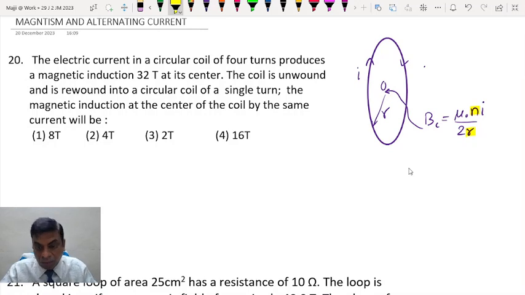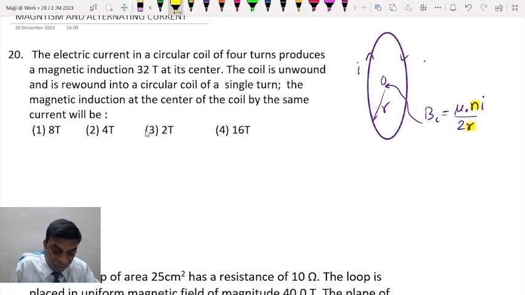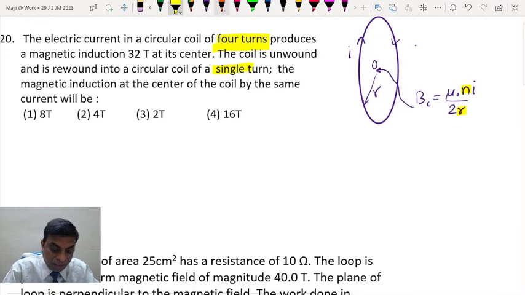When you unwind it and again rewind it, the number of turns will change, but accordingly the radius will also change. Suppose the number of turns increases, then the radius will automatically decrease, because after all the overall length of the wire will remain the same. Similarly, if you decrease the number of turns, the radius will increase. So since we have been informed regarding the initial and final number of turns, let us completely eliminate R and express the expression in terms of N.